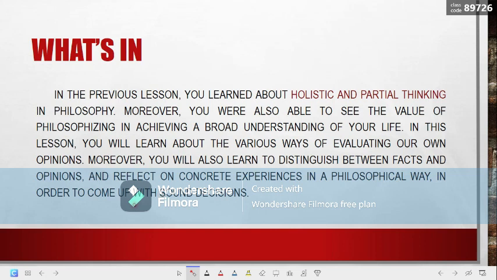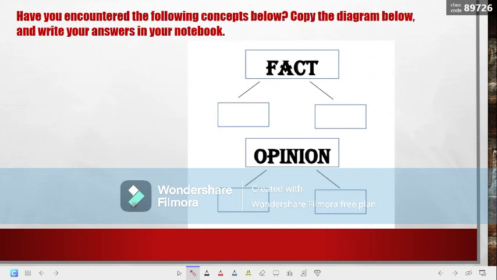So this is quite interesting. So, have you encountered the following concepts below? Please copy the diagram below in your philosophy activity notebook and write your answers in your notebook. You have that fact and then opinion, meaning you are going to write down anything that comes into your mind when you hear the word fact, or anything that comes into your mind when you hear the word opinion.